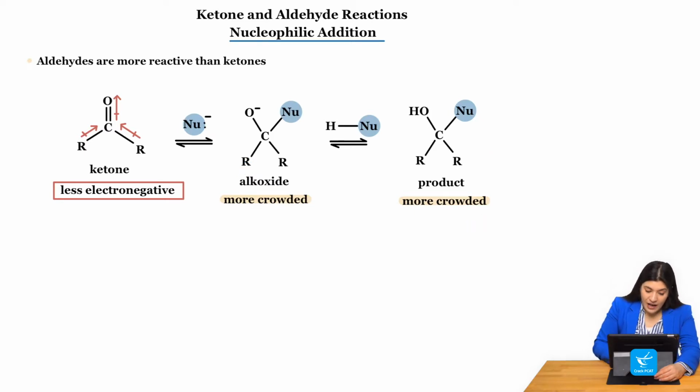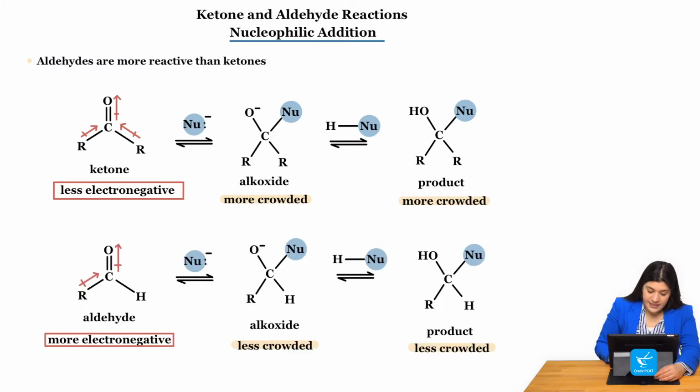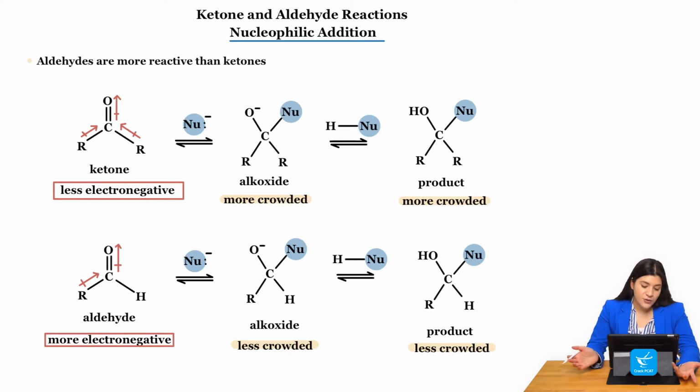Now, however, for an aldehyde, what we're going to see is this is going to be more electronegative because we no longer have as many R groups. So it does depend on how many R groups there are. And that's pretty much the reason why an aldehyde is always going to be more reactive than a ketone, because it is going to be more electronegative, and our alkoxide ion is going to be less crowded overall.